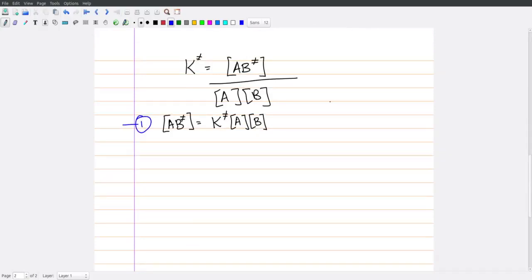Now we have to worry about the second thing, which is the frequency of decomposition of the activated complex. Now how do we go about this?